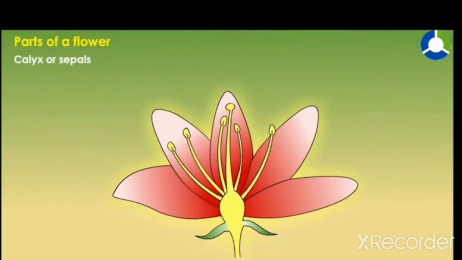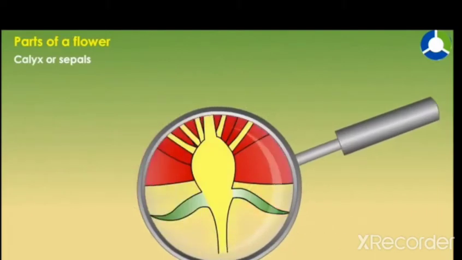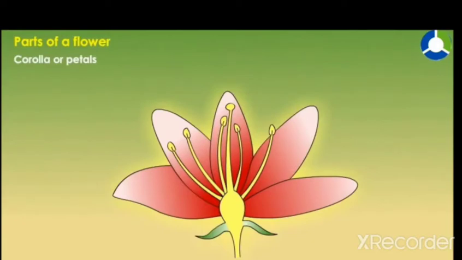Now next one is calyx or sepals. The outermost whorl of the flower is the calyx. It consists of leaf-like structures called sepals. Sepals are usually green in color. Calyx also protects the flower during the bud stage.